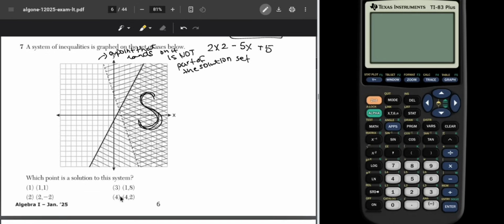So I'm going to take these points and graph them. So 1, 1 is right here. Although it is on the straight line, it is on the dotted line, and I know that a point that lands on the dotted line is not part of the solution set, so that cannot be my answer. I go to 2, negative 2. 2, negative 2 is right here. Again, it is on the dotted line, so it is not part of the solution set. I go to 1, 8. Right here, again, not part of the solution set. It's only a solution to one of the inequalities.